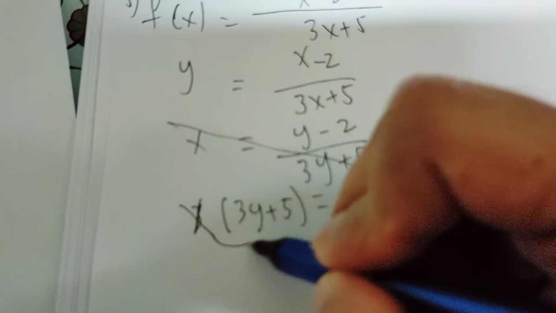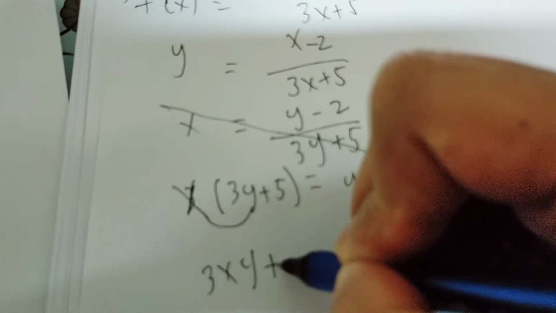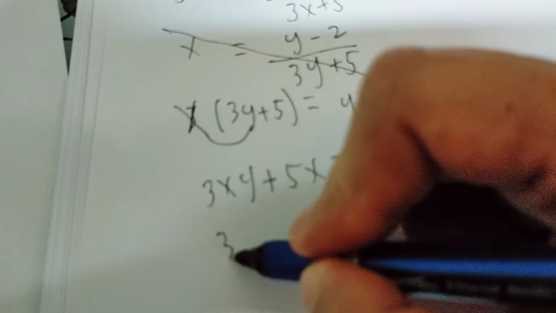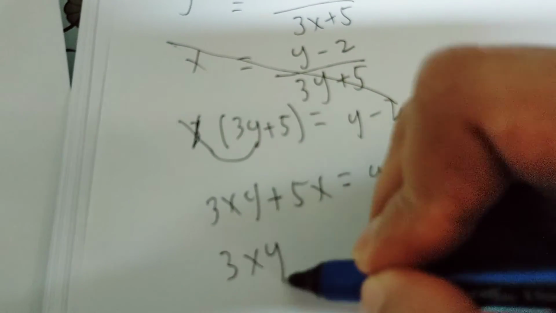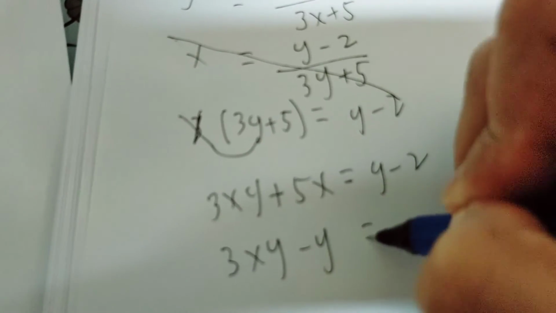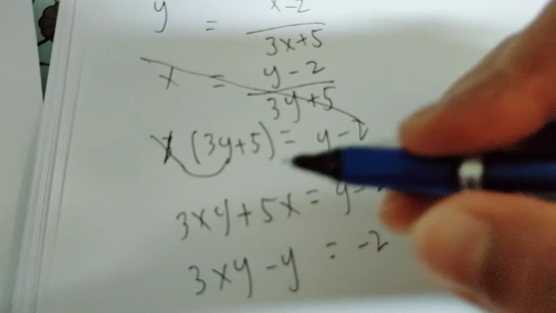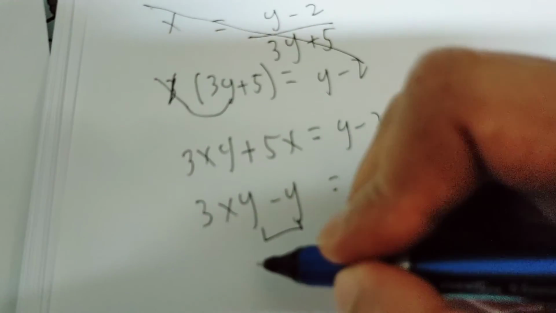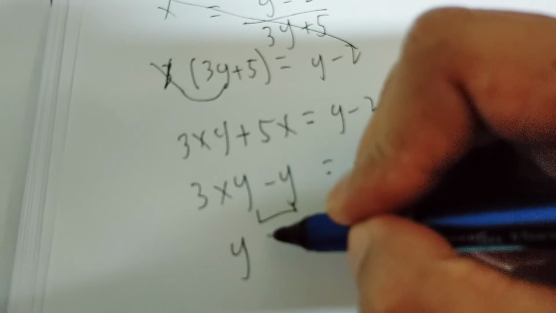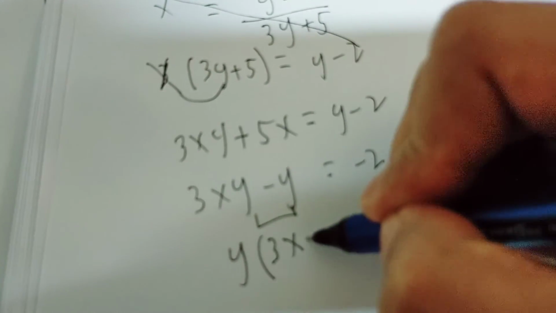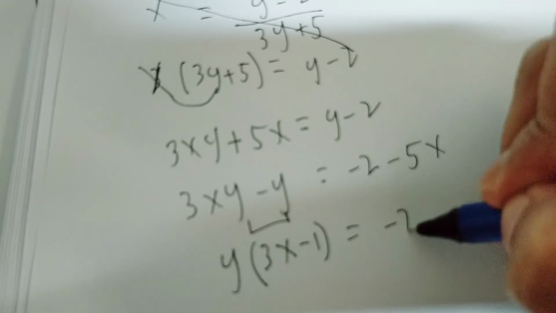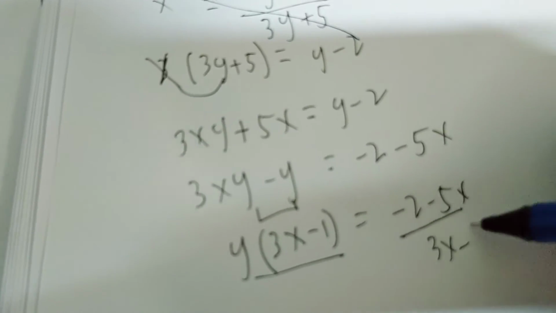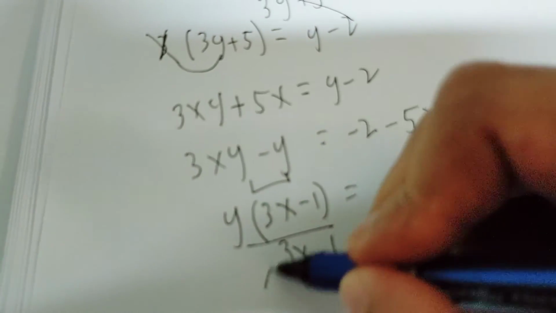And then, let us simplify. This will become 3xy plus 5x is equal to y minus 2. Okay, combining terms with y, 3xy, then positive y will become negative y equals negative 2. Positive 5x will become negative 5x. Okay, so let us factor this out. Y times the quantity 3x minus 1 is equal to negative 2 minus 5x. So, dividing both sides by 3x minus 1, so, cancel.